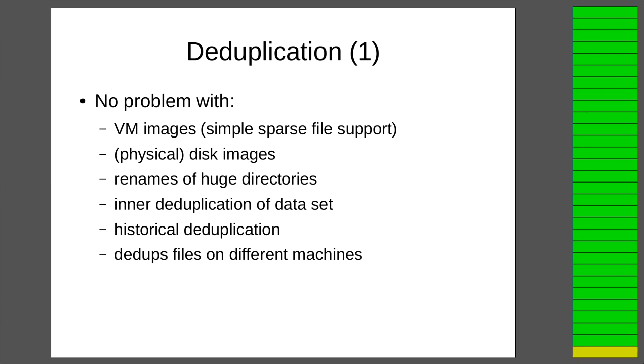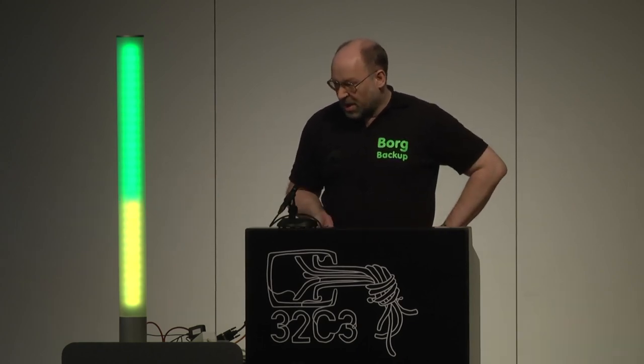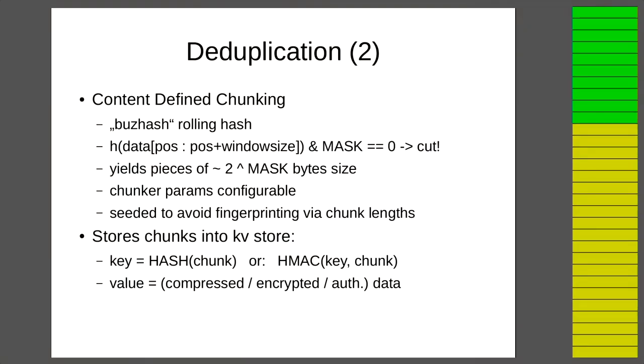You can deduplicate between different machines if you just store them in the same repository. You have historical deduplication, so if only a little changed since the last backup, it will only back up this. And also, if there are duplicates within the same backup, they will also be covered. Maybe look this up on the internet, it's a bit too much for now. But it's based on a rolling hash, so the computations it needs to do are quite efficient.